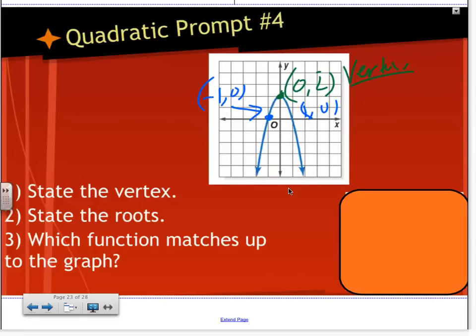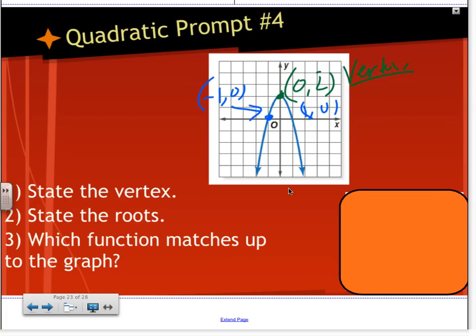Okay, what is it that determines it? Which letter is that? What coefficient? What determines it? The negative or positive. Okay, well, let's talk about that. But anyway, we have this information. The graph is upside down. We have the vertex as 0, 2. We have the 2 roots as -1, 0 and 1, 0.